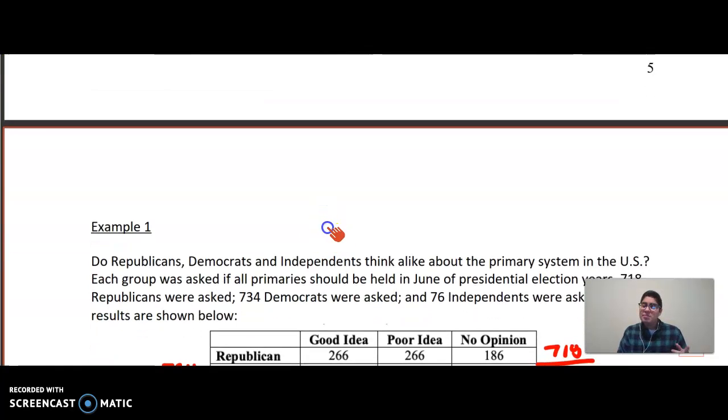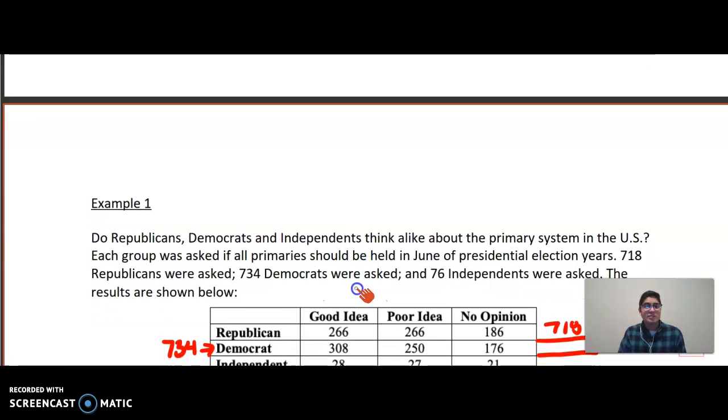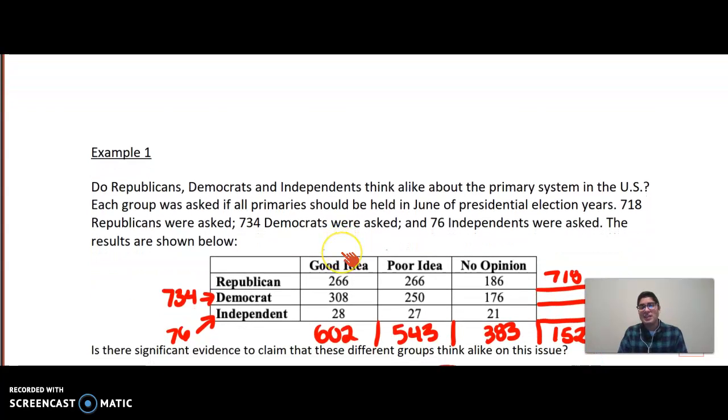Now, do Republicans, Democrats, and Independents think alike about the primary system in the U.S.? Each group was asked if all primaries should be held in June of presidential election years. 718 Republicans were asked, 734 Democrats were asked, and 76 Independents were asked.